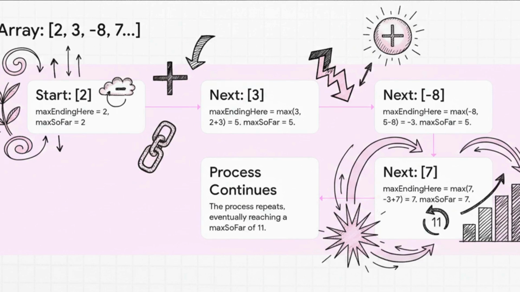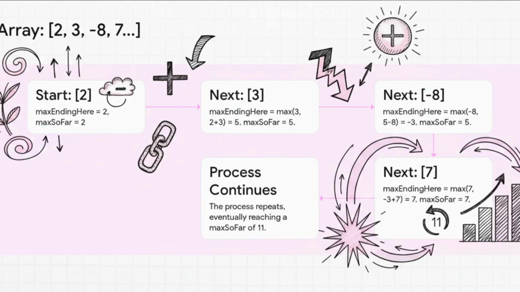Now here's the magic moment. We get to 7. Do we add it to our current -3 sum? That would give us 4. Or do we ditch that negative baggage and just start a new subarray with 7? 7 is way better. So we start fresh. maxEndingHere resets to 7, and maxSoFar sees this new, better value and updates to 7. That's the key decision right there.